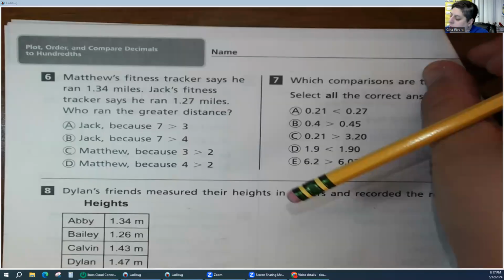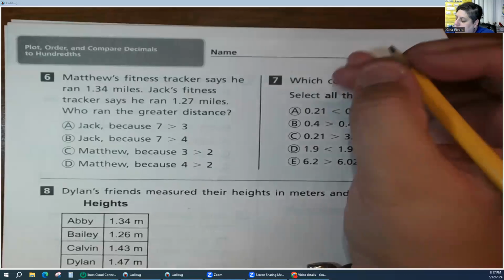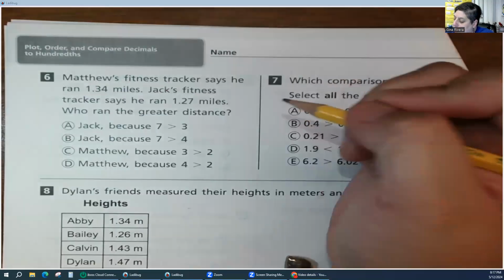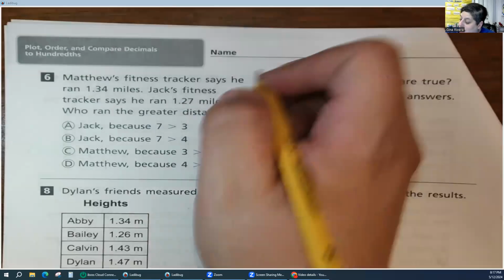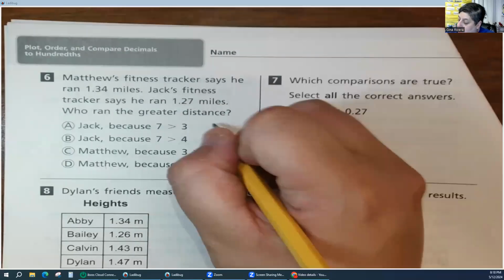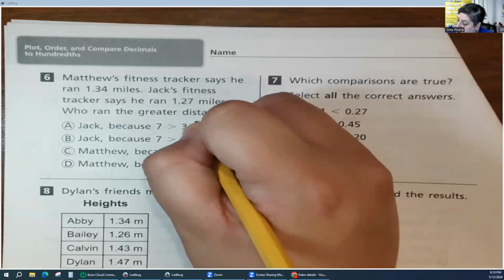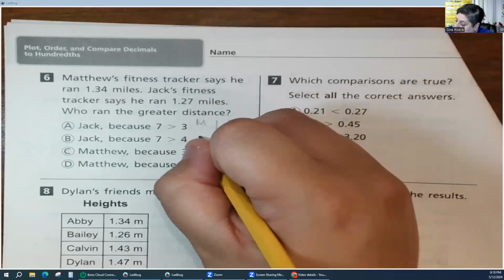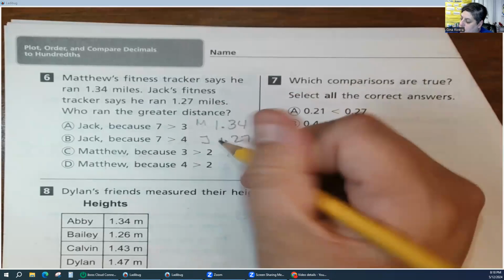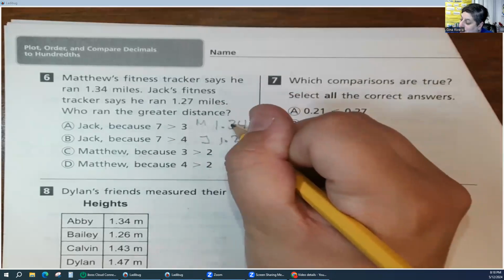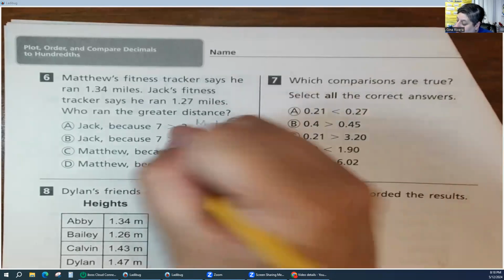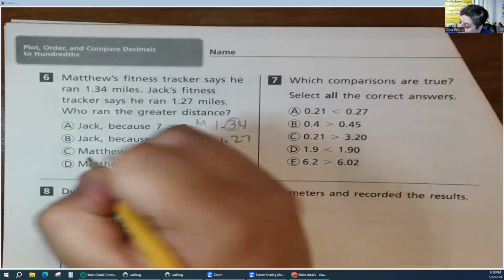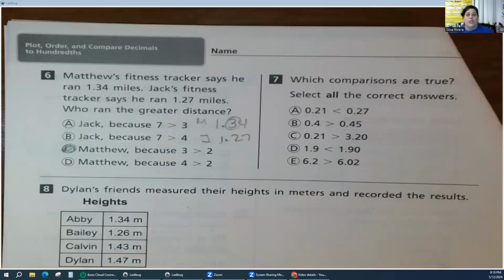Number 6. Matthew's fitness tracker says he ran 1.34 miles. Jack's fitness tracker says he ran 1.27 miles. Who ran the greater distance? So we are comparing 1.34 for Matthew, and Jack has 1.27. They both did one whole, but this 3 is bigger than this 2. So therefore, Matthew ran farther because 3 is bigger than 2. C is my correct answer.